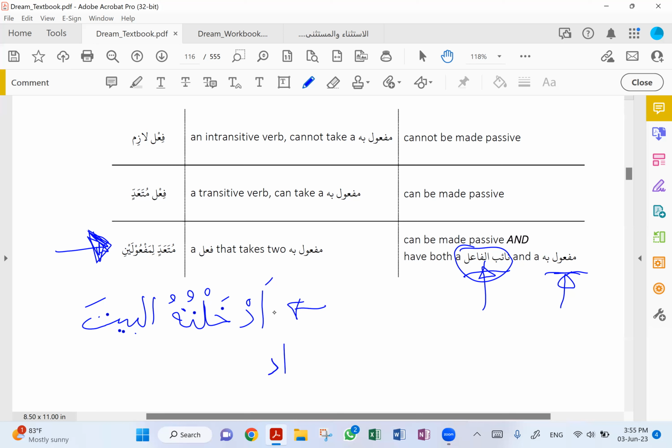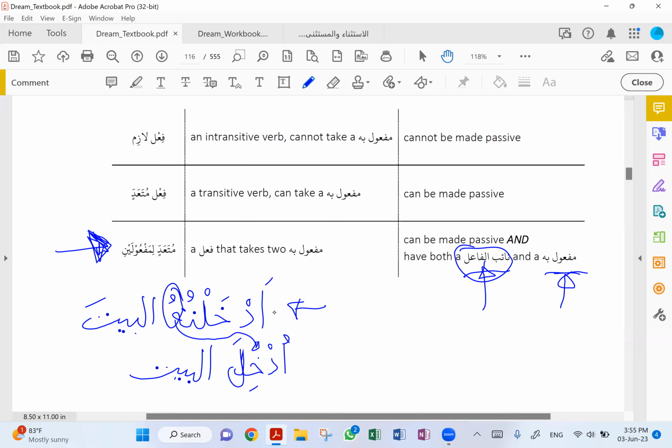أدخل البيت. So yeah, it would be udkhila. So remember the u and the e, udkhila, because it's the madi. Udkhila al-bayt. Udkhila al-bayta. And of course the huwa here went and became the naibul fa'il inside there. So you see that? He was entered.